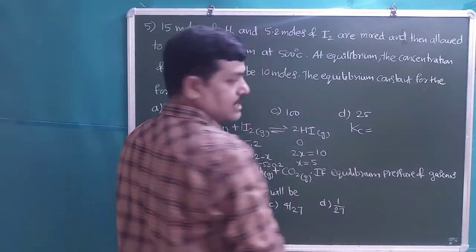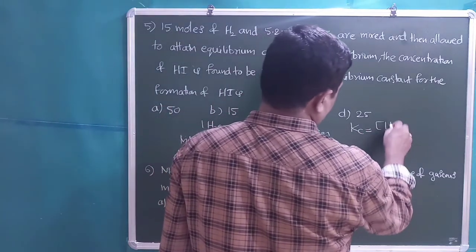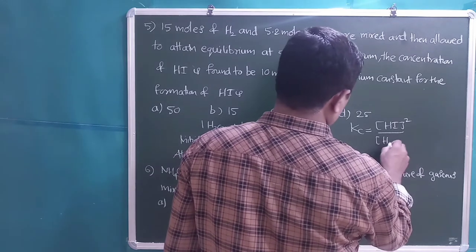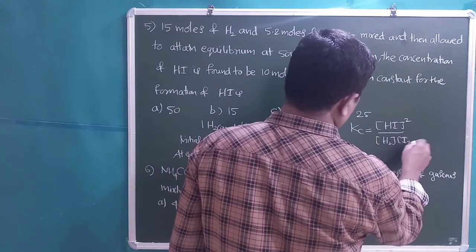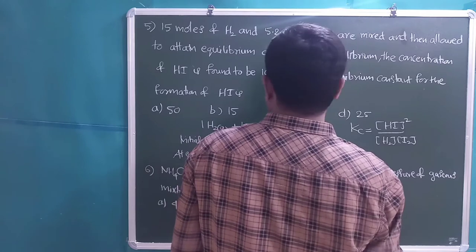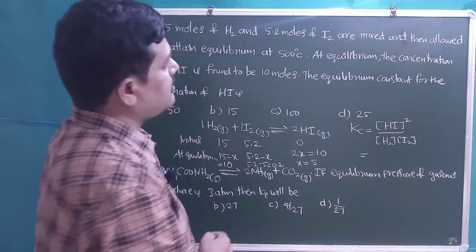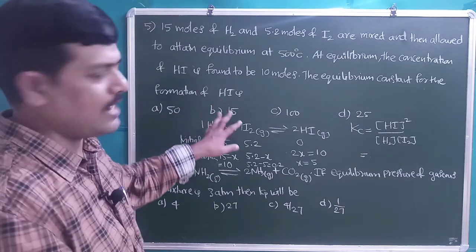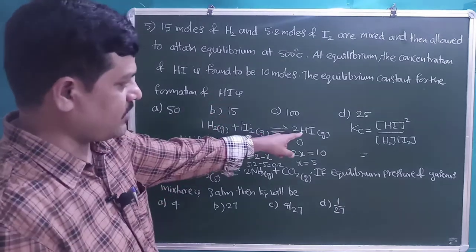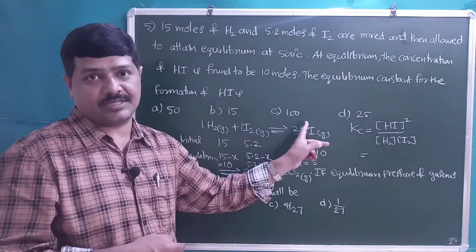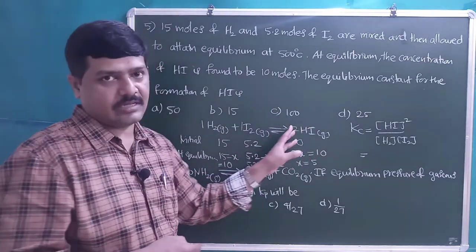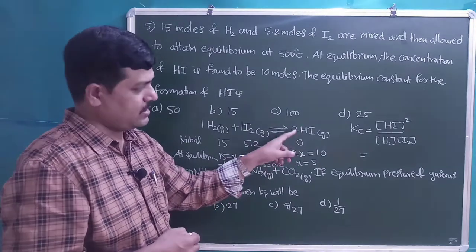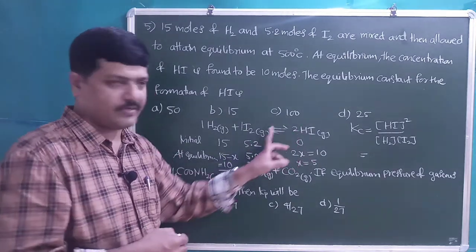Equilibrium constant Kc is the active mass of HI whole squared divided by the active mass of H2 multiplied by the active mass of I2. Students, here the volume of the vessel is not given. Even if some value is given, there is no problem, because for this reaction delta Ng is equal to 0, right? No need to consider the volume of the vessel. If delta Ng is not equal to 0, then definitely we should consider the volume of the vessel, right?